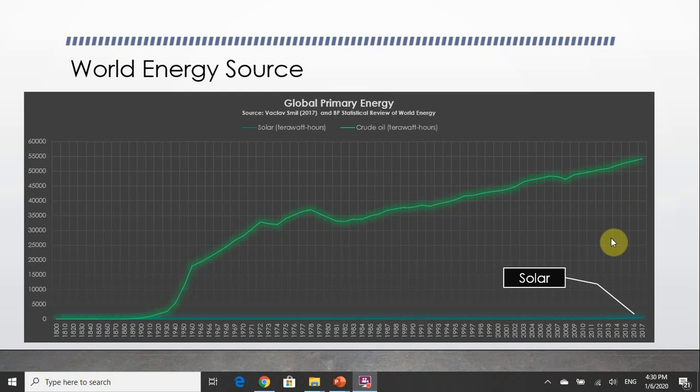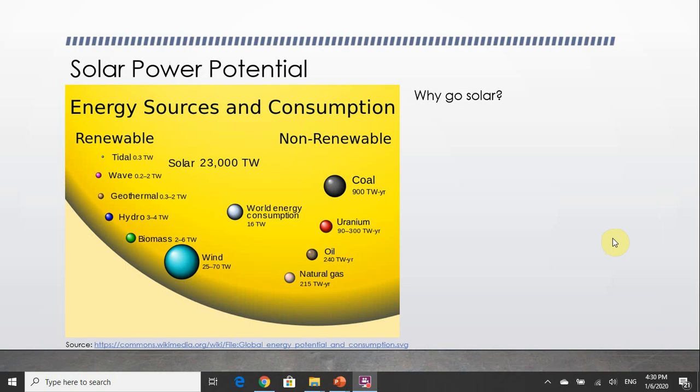How big really is the potential of solar energy in solving the world's energy problem? So just look at this picture. The world energy consumption is the one in the middle at 16 terawatts. The potential of wind power can provide around 25 to 70 terawatts of power. The traditional sources of power would be the coal, uranium, oil, natural gas. These are the non-renewable traditional sources of power.